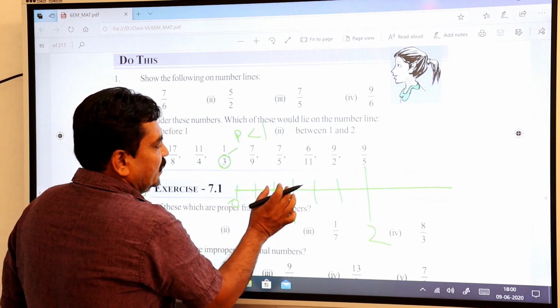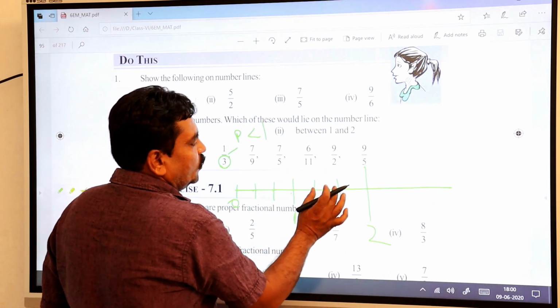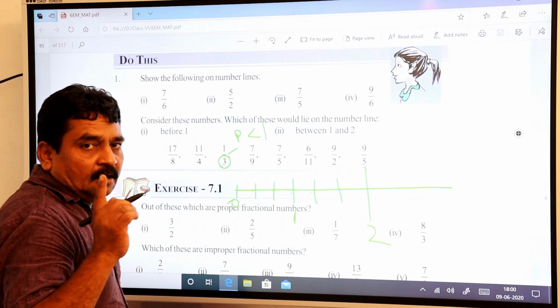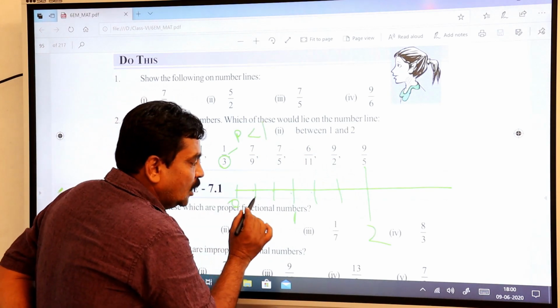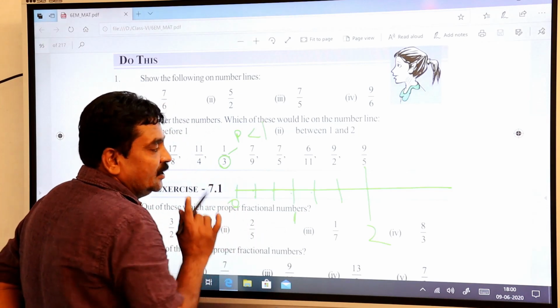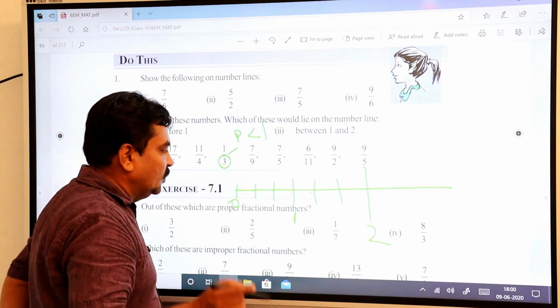1 partition, 2 partitions, 3 partitions. Don't count the lines. If you count the lines, you get only 2 lines for 3 partitions. Remember that always.